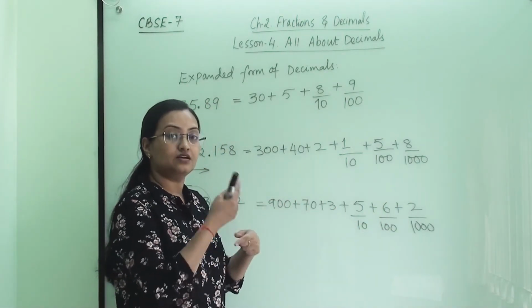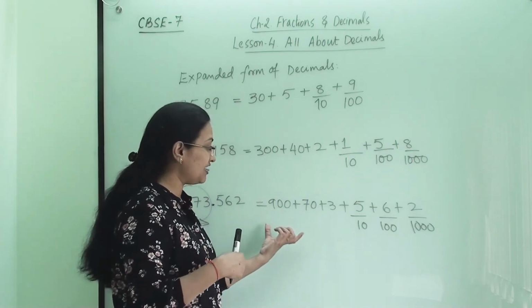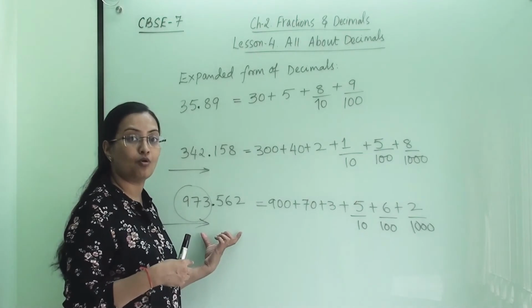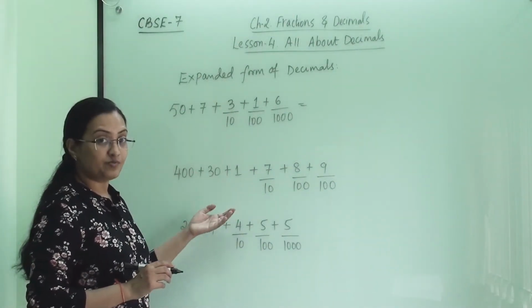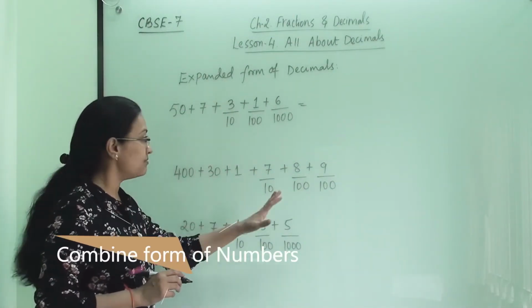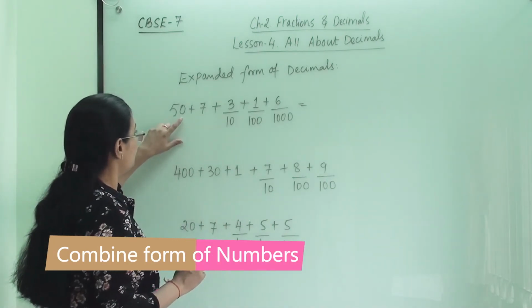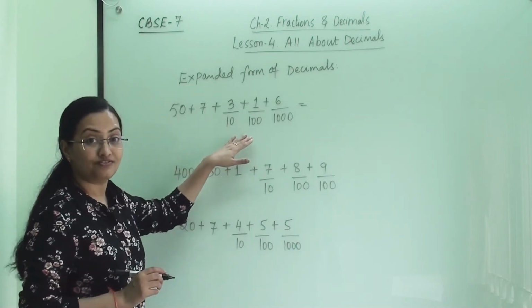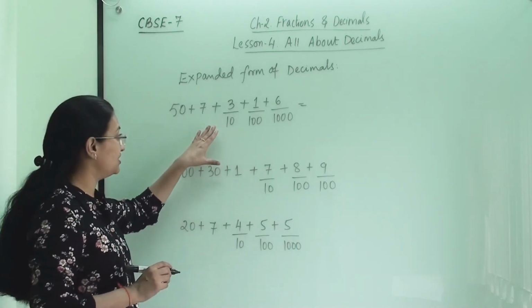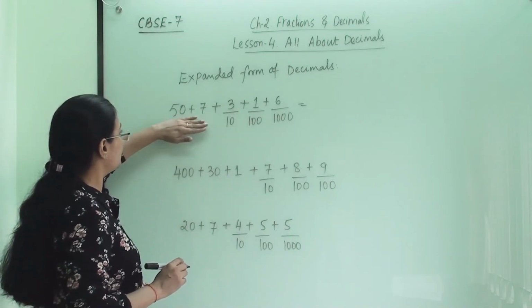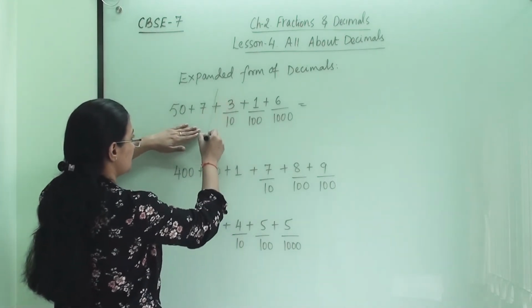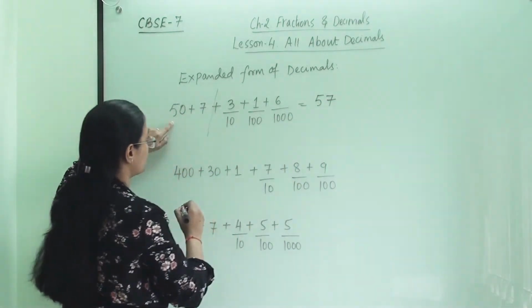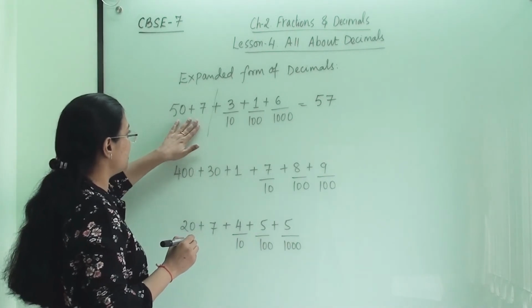Now let us check the reverse form, that if they have given you the expanded form, would you be able to write the combined form or not? Now this is the expanded form and we have to write it as a decimal number. So first we have to see what numbers are there without a fraction. So only these two numbers are there. So let us first write these two numbers, 57.